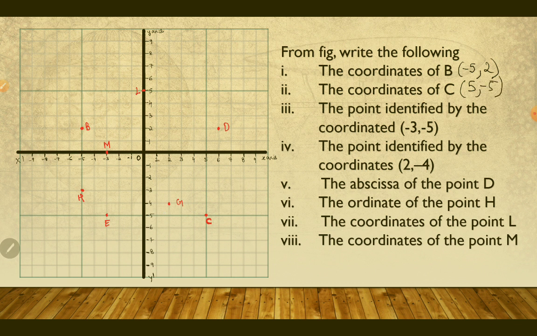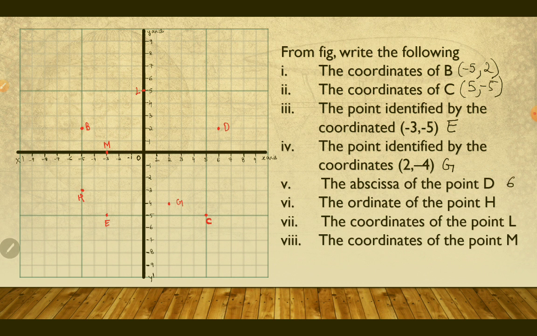The point identified by the coordinate minus 3 comma minus 5. So that's in third quadrant. So there are 2 points in third quadrant. But which is there in minus 3 comma minus 5 is E. And 2 comma minus 4. So it's fourth quadrant. So it is G. The abscissa of point D is nothing but, abscissa means x coordinate, which is 6.